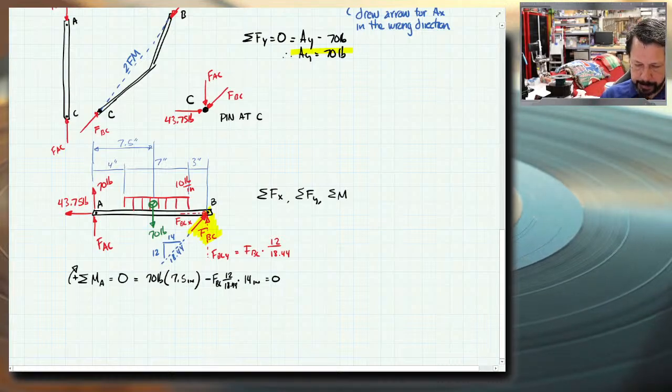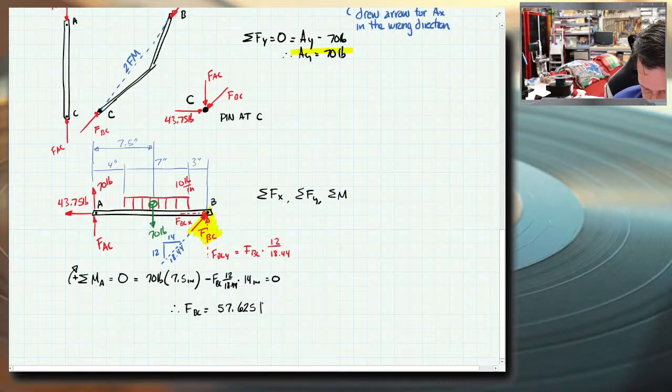So let's see. All right, 12 divided by 18.44 times 14. So the coefficient that goes with FBC is 9.11. 70 times 7.5 divided by this 9.11 number is 57. So therefore, FBC equals, and it's going to be a positive number. When I move FBC to the other side of the equals, it becomes positive. 57.625. The units end up being pounds.